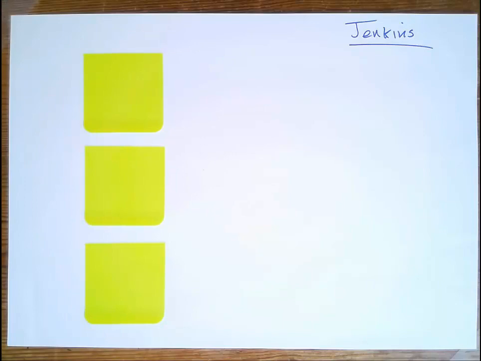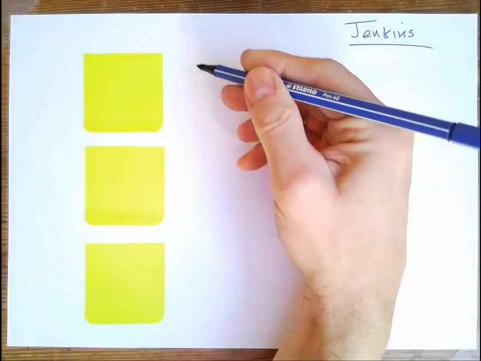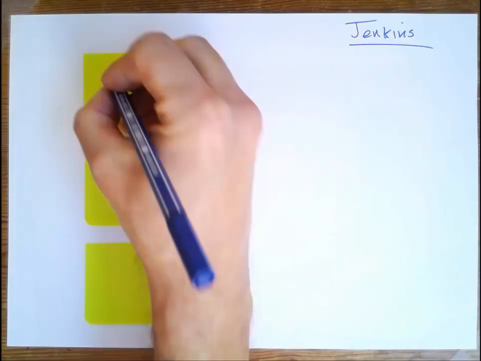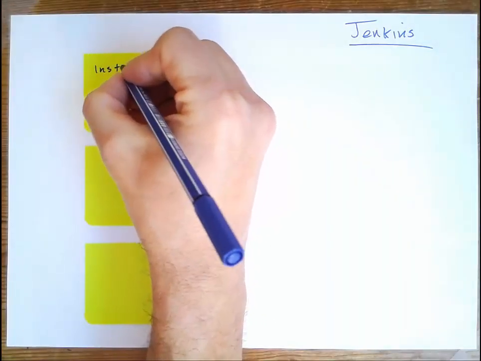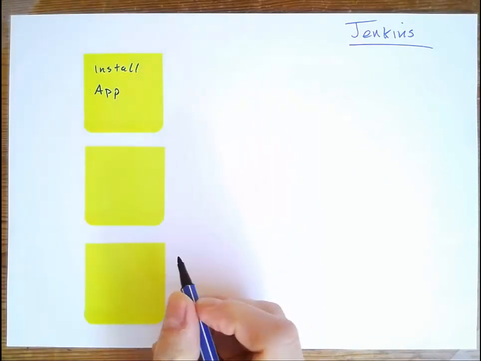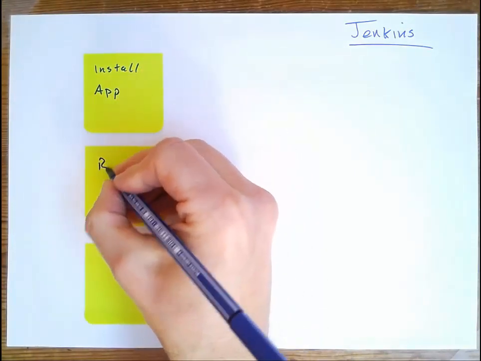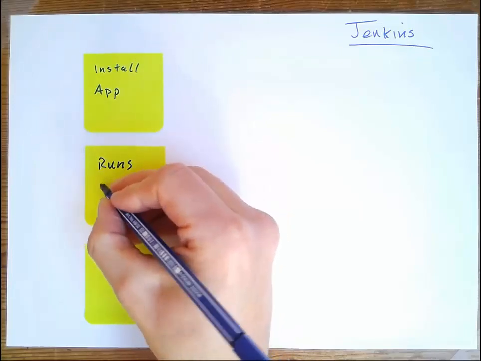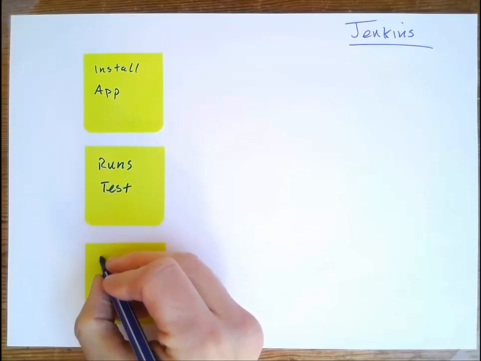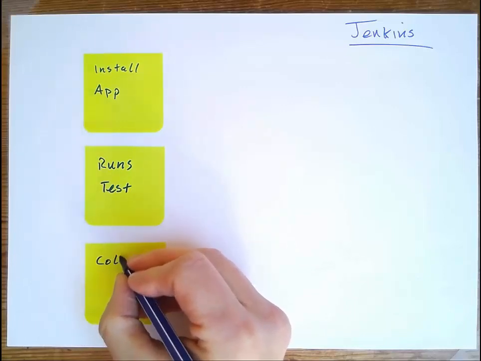Let's take an example then. Jenkins has this concept of jobs. And let's take each of these yellow squares as a job. And we can configure those jobs to run through a number of steps. So we might have job 1 that's set up to do the install of our application that's under test. We might set up another job then that runs our automated tests. And we might set up another job that collates all of our test results.